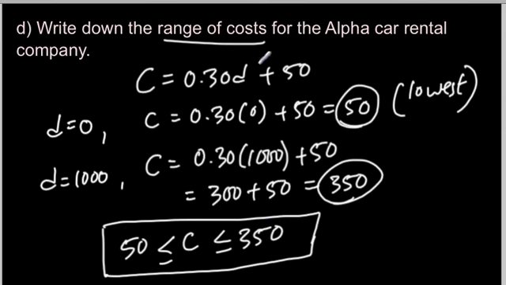So the range of costs is really between $50 to $350 for renting from the Alpha Car Rental Company.